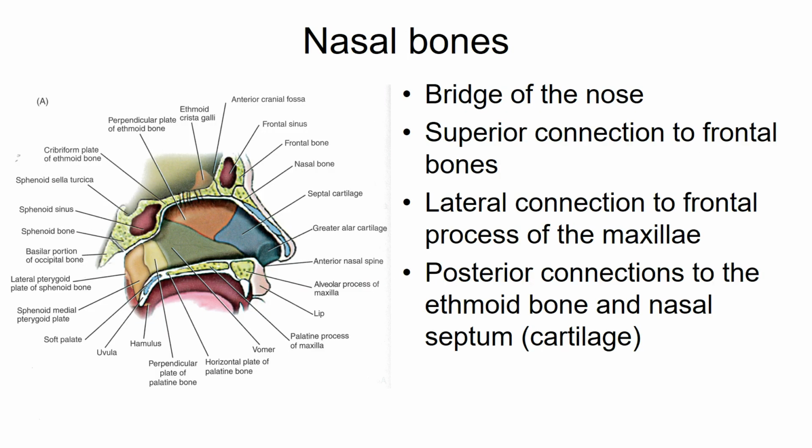The nasal bones aren't particularly important. They form the bridge of the nose at the very top of the nose. They connect to the frontal bones and to the maxillae. Posteriorly, they start to connect to bones that are somewhat more inside your head, like the ethmoid bone and some of the cartilage that makes up the nasal septum.